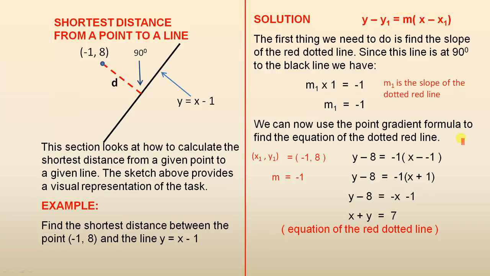We can now use the point gradient formula to find the equation of the dotted red line. So you remember x1, y1 was -1, 8, so we're using that. That's the point. And our gradient that we're using is -1 that we've just worked out. Substitute that information into the point gradient formula and go through it slowly and simplify, and you will end up that x plus y equals 7 is the equation of the red dotted line. So now we've made some good progress. Let's see how we proceed on the next slide.